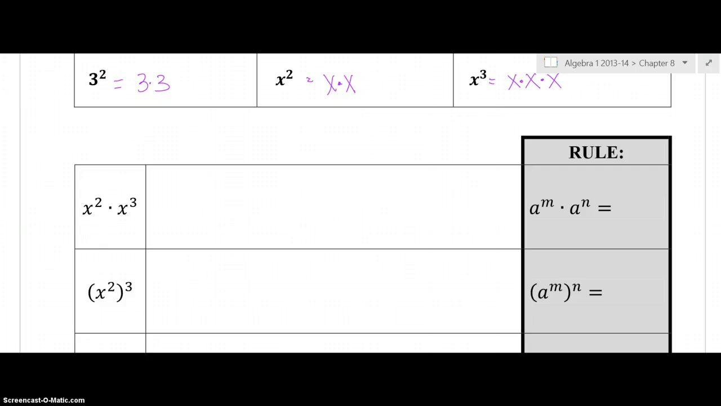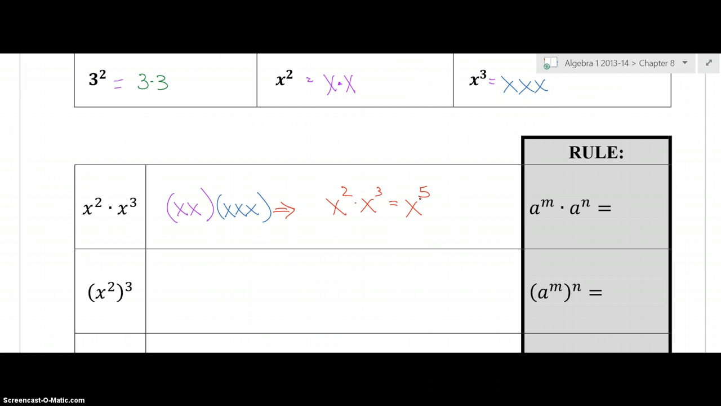The first example is x squared times x cubed. Well, we know from above that x squared is x times x. So we can do xx, and we know that x cubed is xxx. Okay, so if we take this and we say x squared times x cubed gives us x to the what? How many x's are there? 5. So this is x to the 5th.